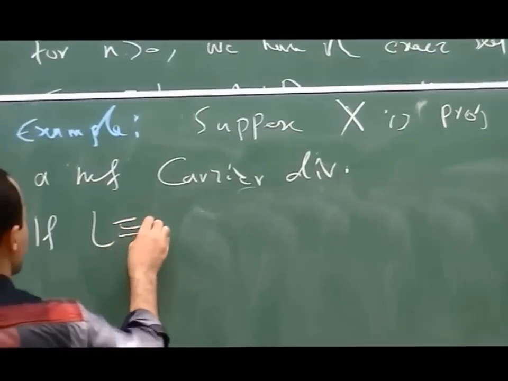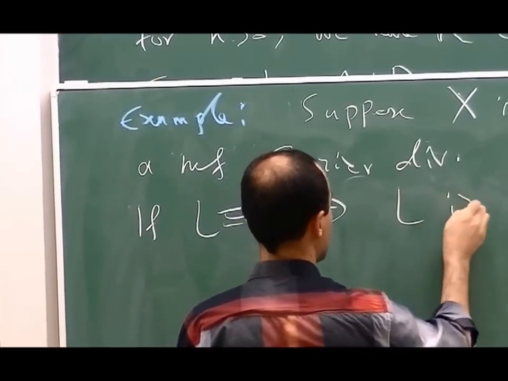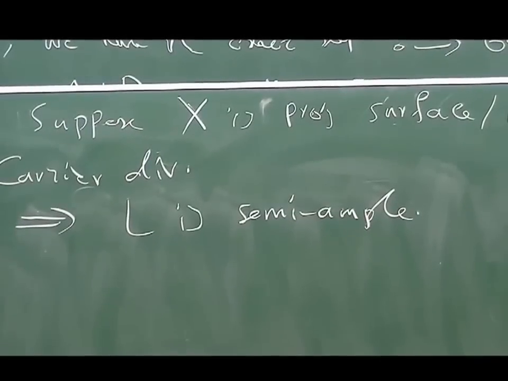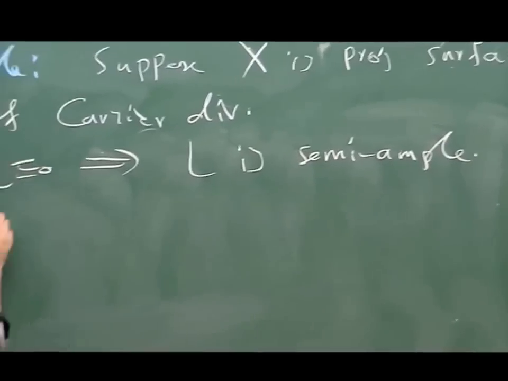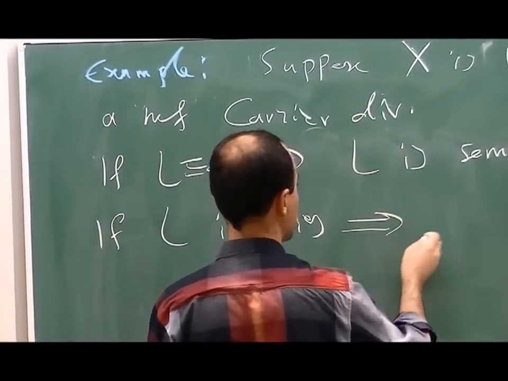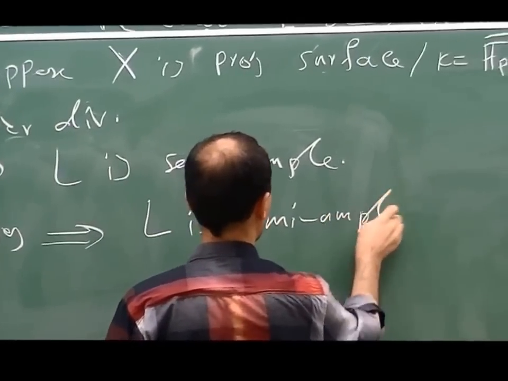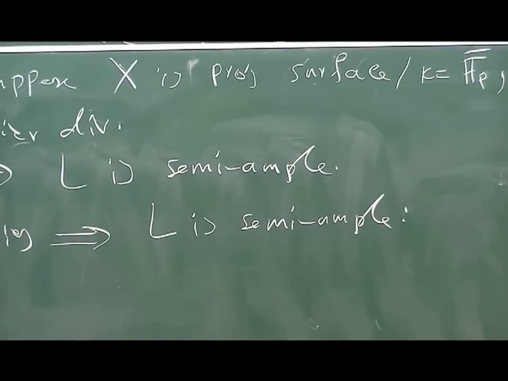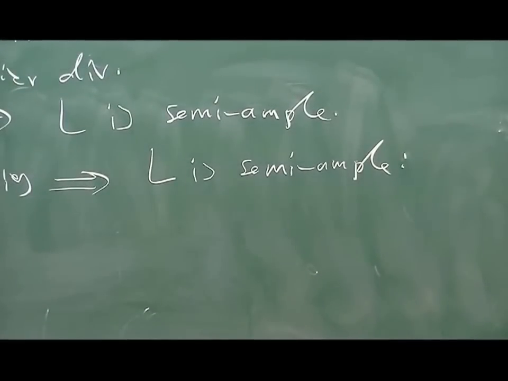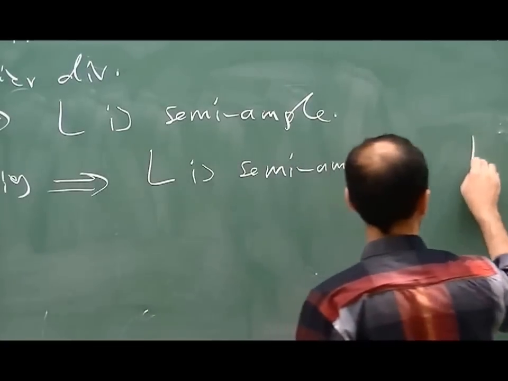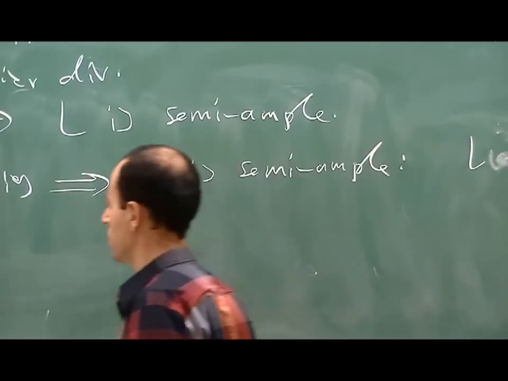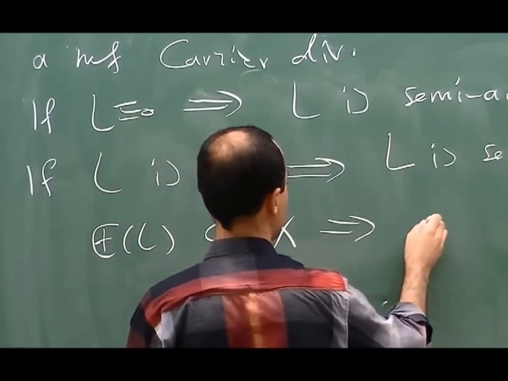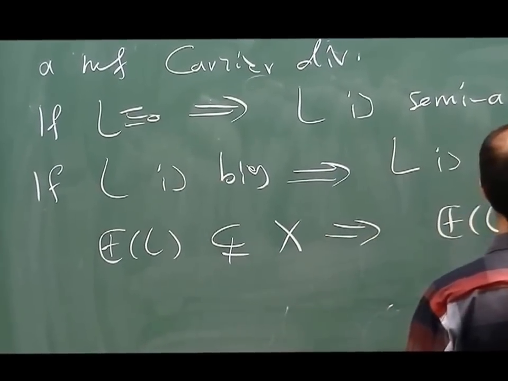Now, if L is numerically trivial, then as I just told you, L is actually torsion. So this is the easy case. But now, assume that L is big. Then, in fact, again, L is going to be semi-ample. And this property is something which happens only over finite fields. If you take other kinds of fields, like the complex numbers, this will fail. And in this case, why is this semi-ample? Well, because L is big. So we can see that the exceptional locus of L is strictly smaller than X itself. Therefore, E(L) is either empty or it has dimension 1.